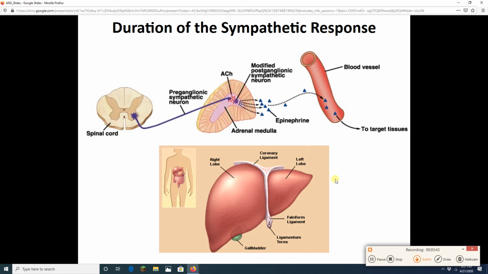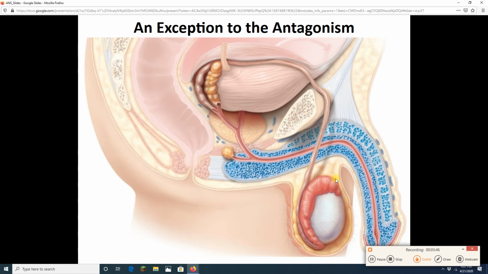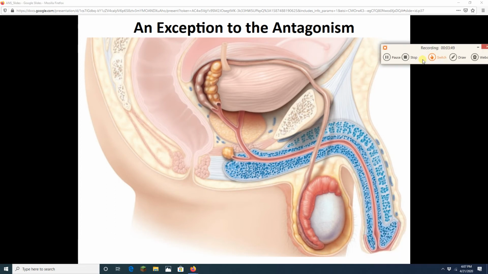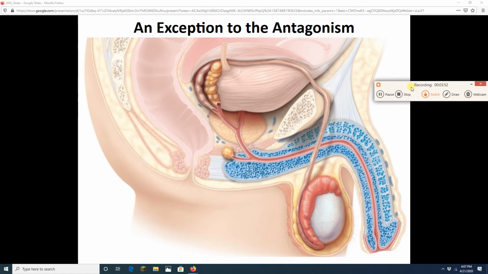Okay, one last thing. And the last thing involves the reproductive system. Earlier we talked about how the parasympathetic and sympathetic systems were antagonistic. But in terms of the reproductive system, they're not antagonistic. They actually work in concert with one another. So the parasympathetic system is going to act primarily on the blood vessels within the penis. It's going to cause dilation of penile arterioles. More blood flows into the penis, and the penis gets erect. That's the parasympathetic effect on the penis.